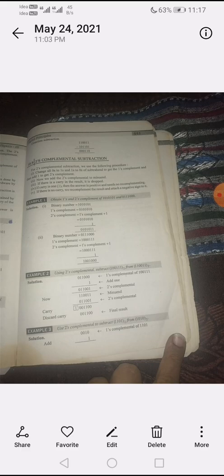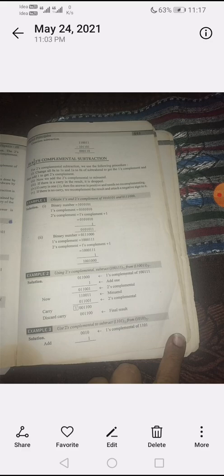Then adding 1 to this ones complement, you will get the 2's complement. That is, you add 1 to 0101010. So what you will get is 0101011. This is the 2's complement of this number. And what is the 2's complement of 0111000?